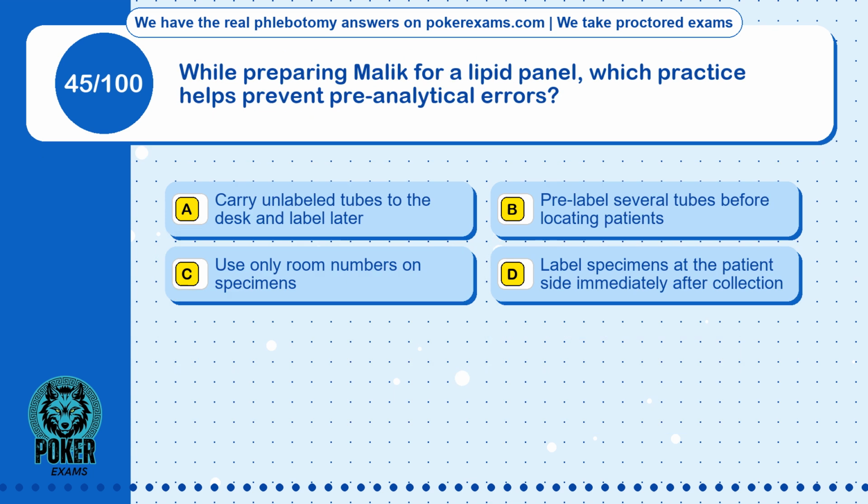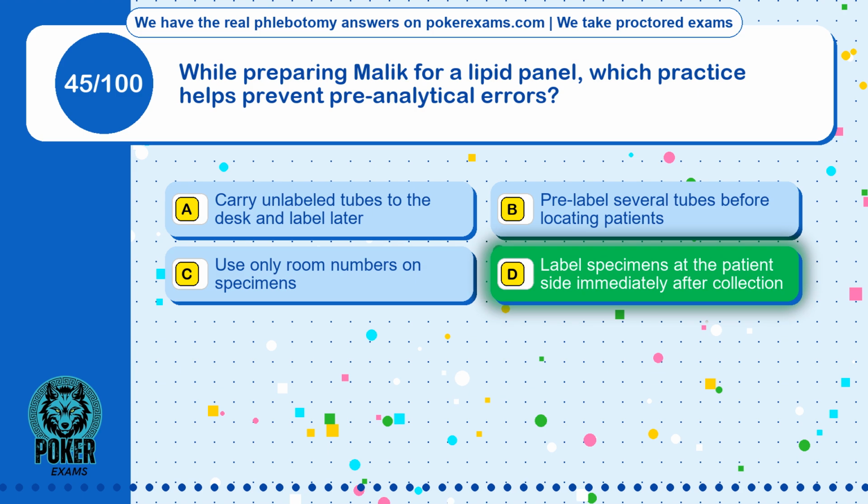Question 45. While preparing Malak for a lipid panel, which practice helps prevent pre-analytical errors? Option A. Carry unlabeled tubes to the desk and label later. Option B. Pre-label several tubes before locating patients. Option C. Use only room numbers on specimens. Option D. Label specimens at the patient side immediately after collection.